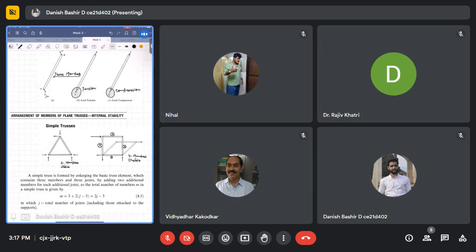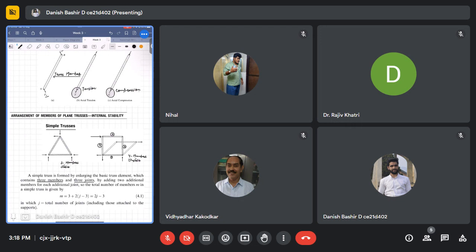So what is the thumb rule by which we can obtain internally stable trusses? Using a simple truss, that is a three-member truss which is already stable, we connect members to it. We can connect different members to it to make a larger truss structure. So the same is written here. A simple truss is formed by enlarging the basic truss element. The basic truss element is a triangular element, which contains three members and three joints. Okay, by adding two additional members for each additional joint. So the total number of members m in a simple truss is given by.